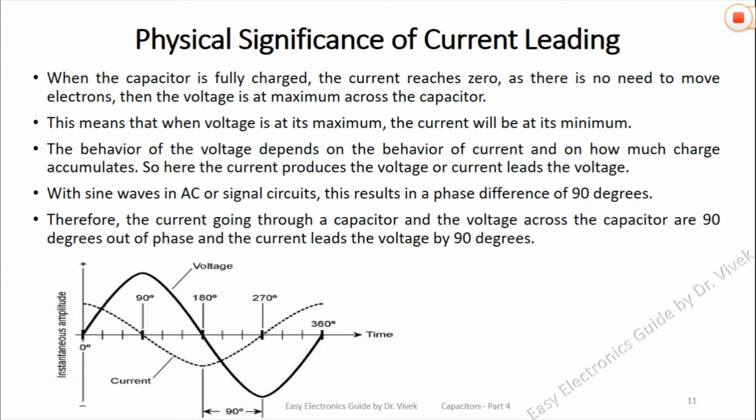This means that when voltage is at its maximum, the current will be at its minimum. The behavior of the voltage is thus dependent on the behavior of current. So here the current produces the voltage, or current leads the voltage. With sine waves in AC circuits, this results in a phase difference of 90 degrees. Therefore, the current leads the voltage by 90 degrees.